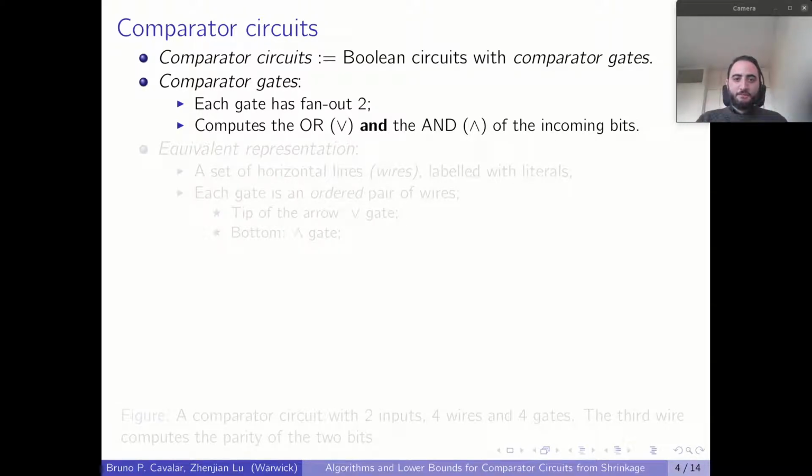And one of the wires of the gate will compute the OR of the incoming bits, and the other wire will compute the AND of the incoming bits. Okay? And we can consider the negations to be all at the bottom of the literals.